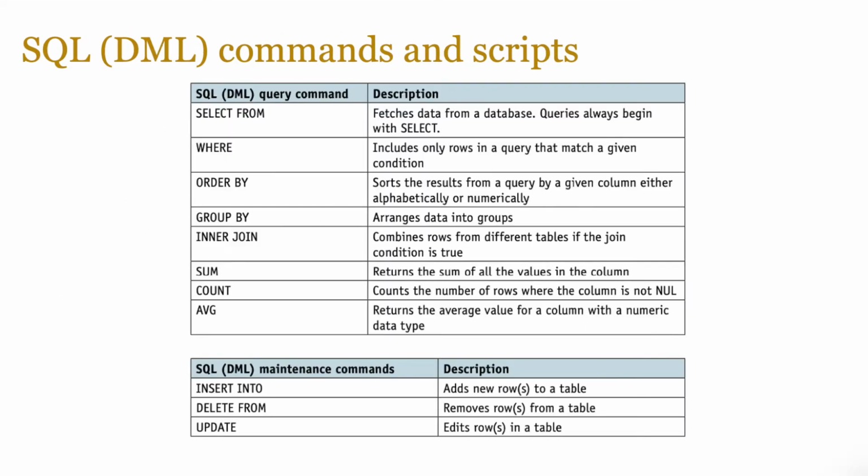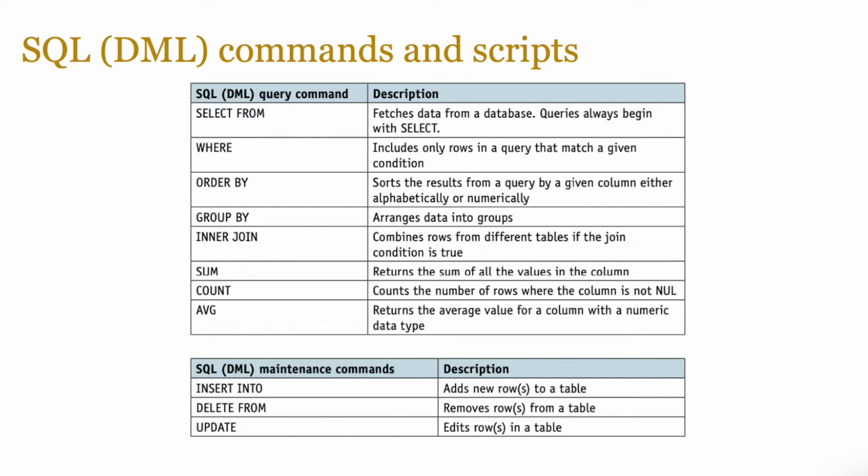Now we're going to look at the second set of SQL commands. These are for querying and modification, so data manipulation language commands. We start off with select from, which fetches data from a database, and queries always begin with select. So if a table has already been created in a database, we're just going to select that table from a particular database. Where simply says to include only rows in a query that match a given condition. Order by sorts the results from a query by a given column or a field in particular or an attribute.